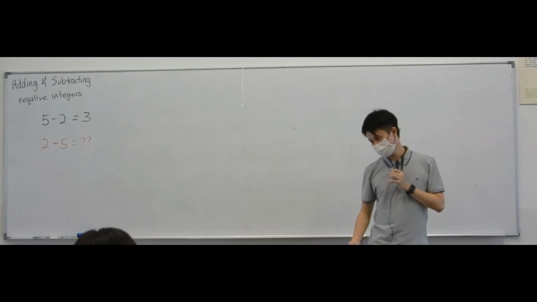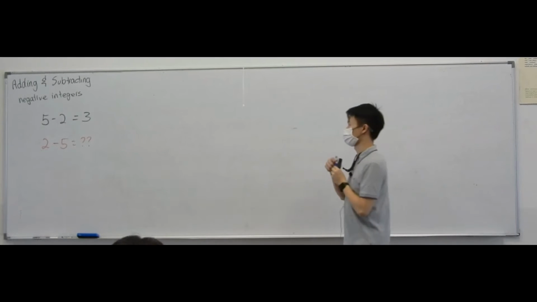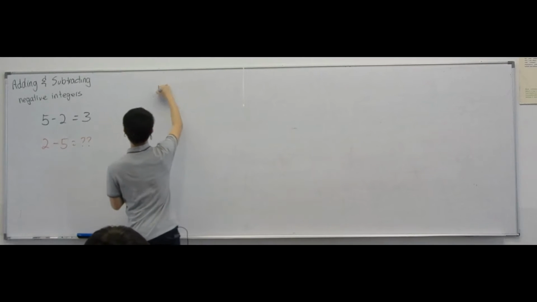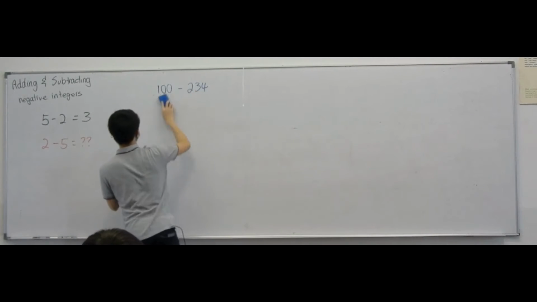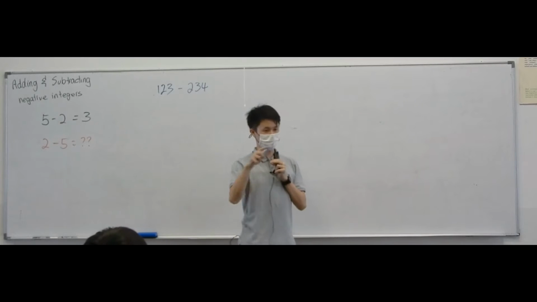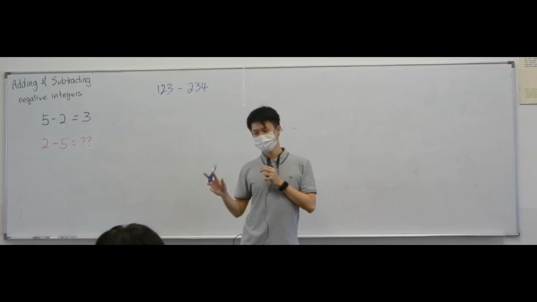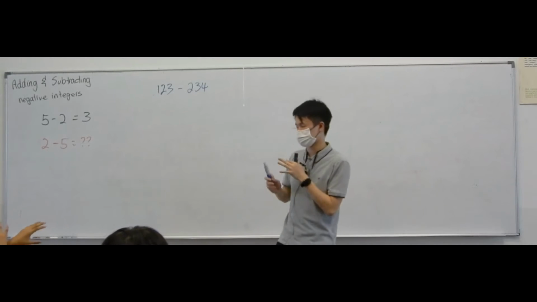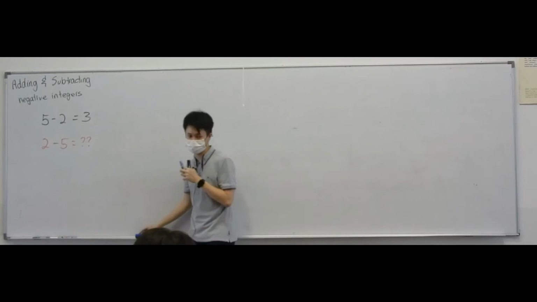But what happens if I give you a very big number? 100 minus 234, or 123. Oh, are you going to draw the number line again? Okay, so we'll look at something. We'll use smaller numbers to introduce how to actually do this.